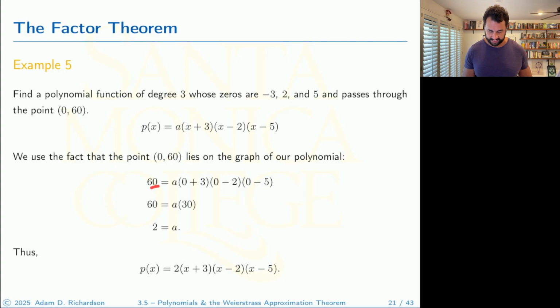Here we go. 60 equals a times 0 plus 3, 0 minus 2, 0 minus 5. Simplify this. You get 3 times -2 times -5, which is 30. Divide both sides by 30, and you get a equals 2. And boom, there it is.